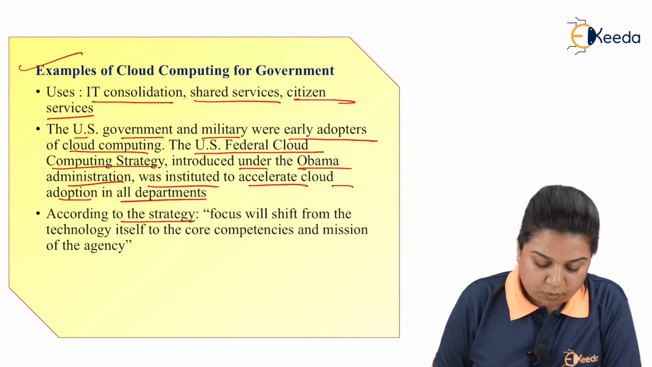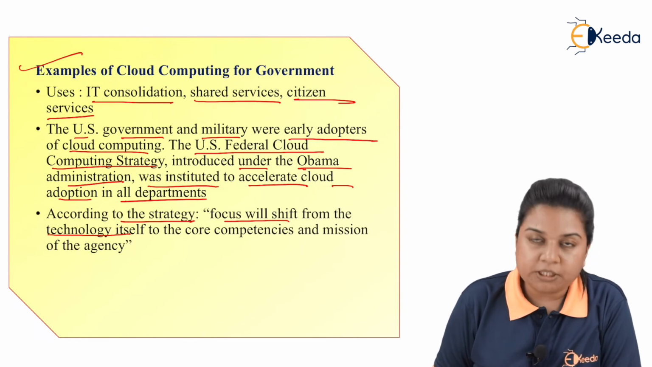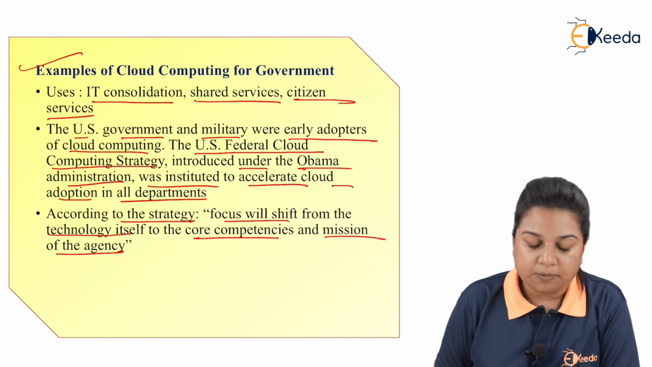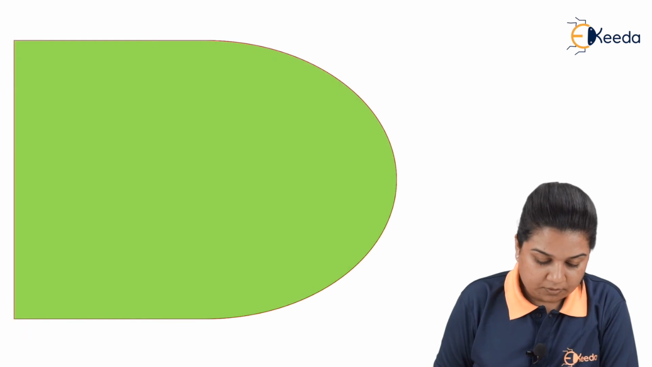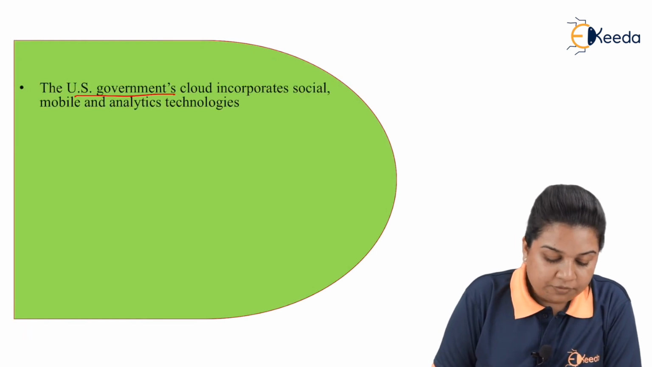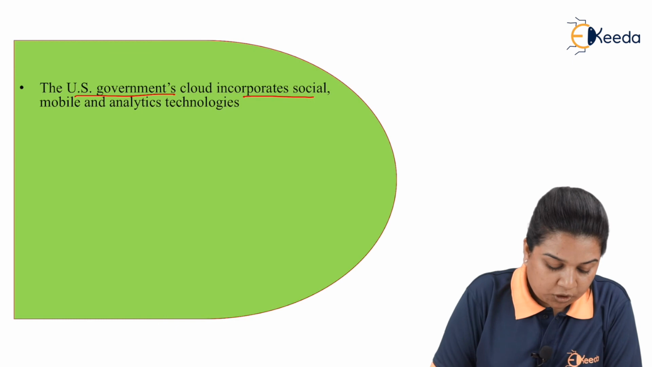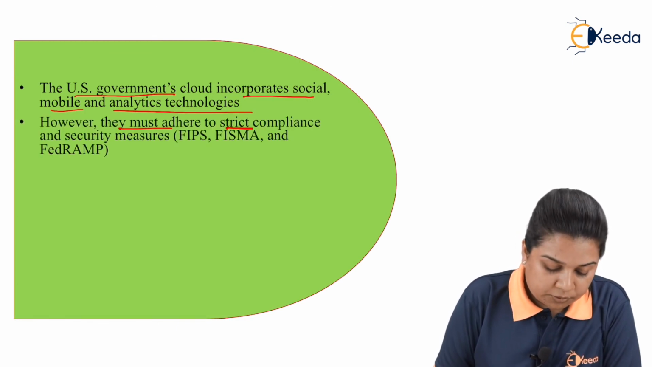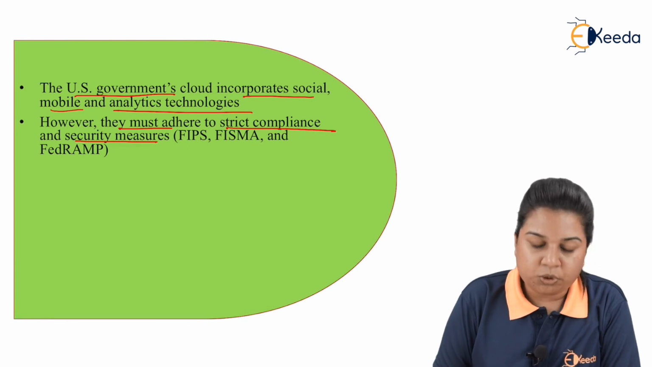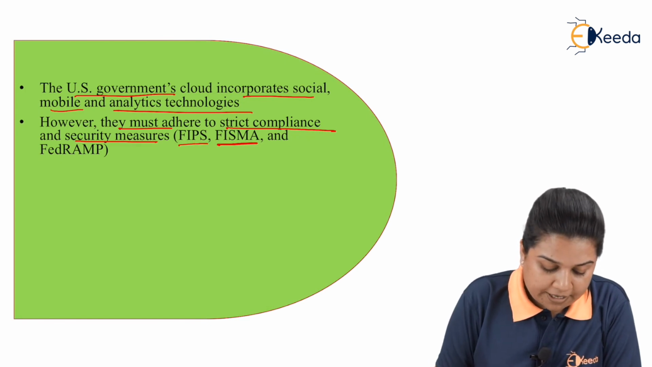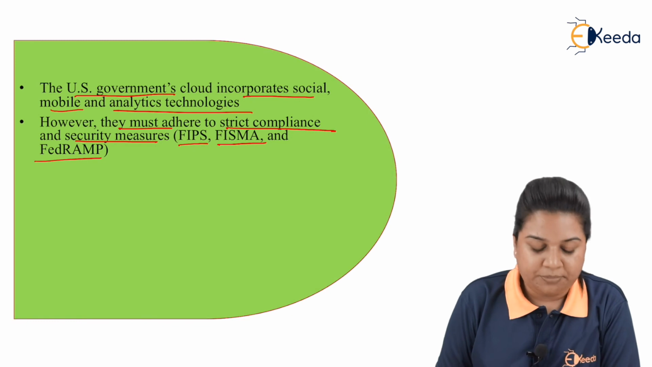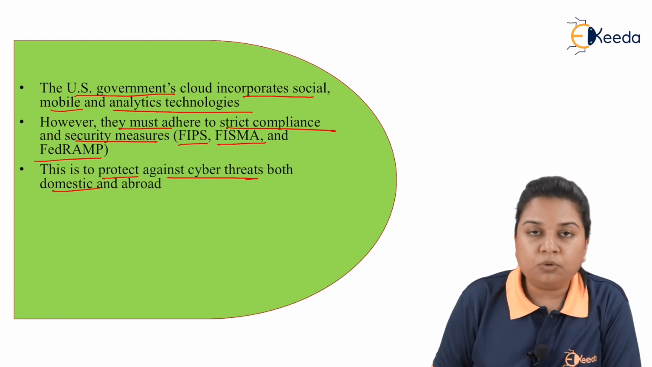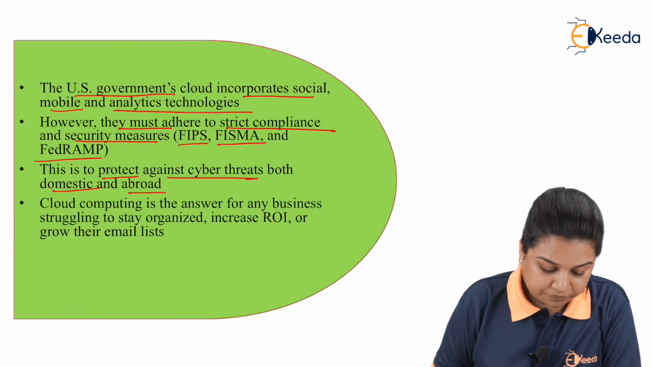According to the strategy, focus will shift from the technology itself to the core competencies and mission of the agency. The US government's cloud incorporates social, mobile, and analytics technology. However, they must adhere to strict compliance and security measures like FIPS, FISMA, and FedRAMP. This is to protect against cyber threats both domestic and abroad.